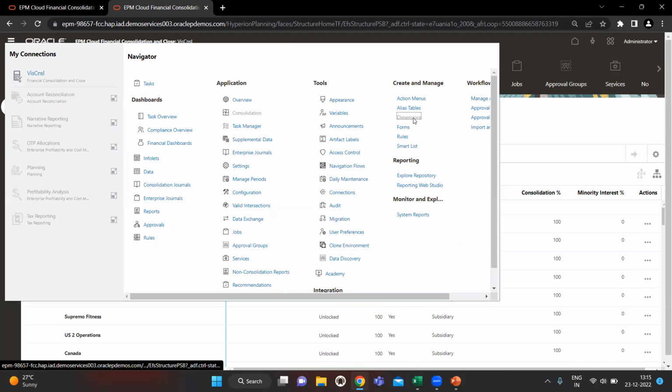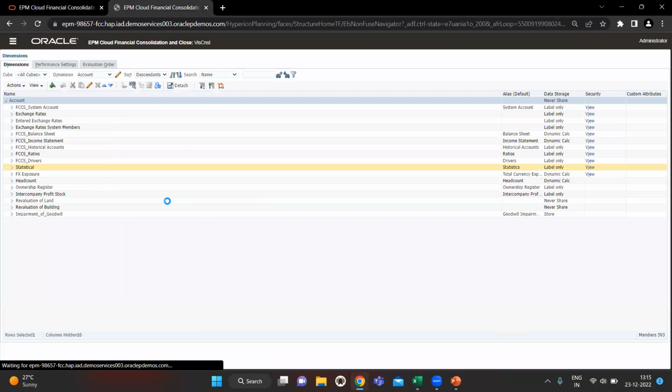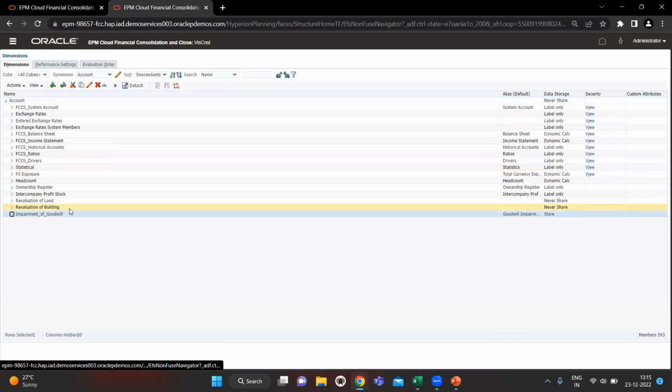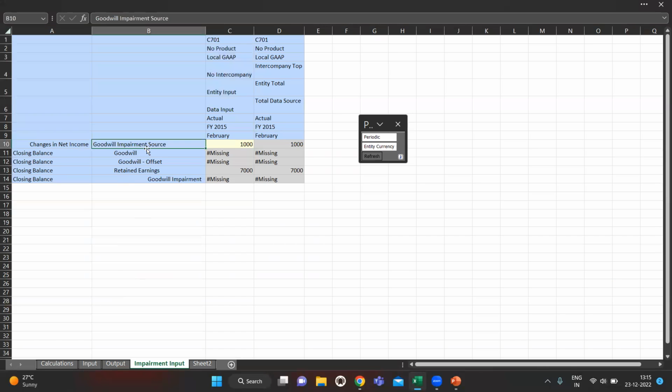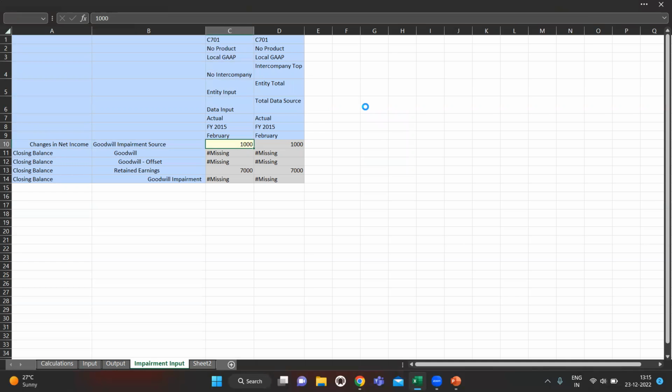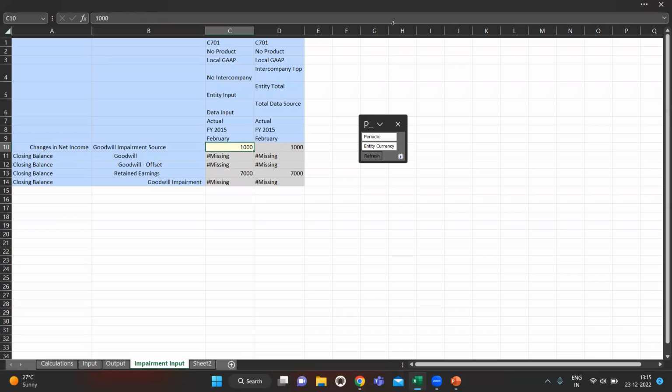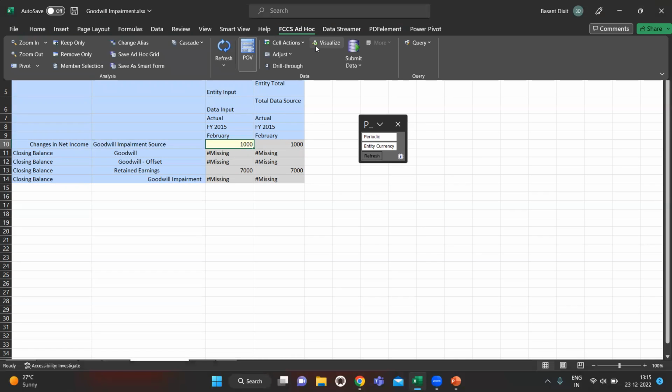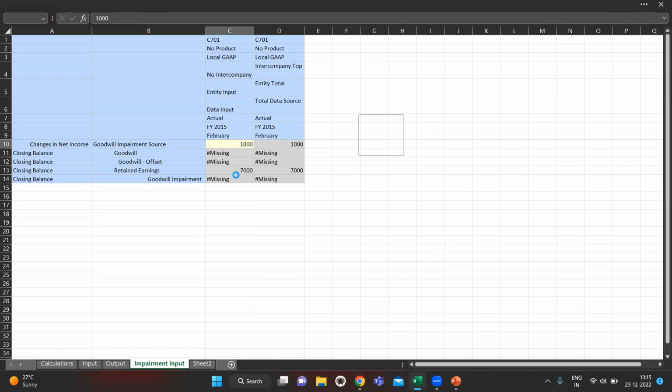Go to dimension. This account I have chosen in this sheet. This member, that is goodwill impairment source, and I have inputted 1000 in this to eliminate 1000 from the goodwill, and let's submit it. Okay, it is submitted, and refresh.